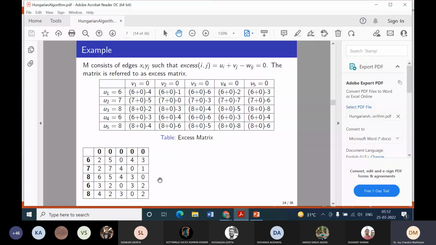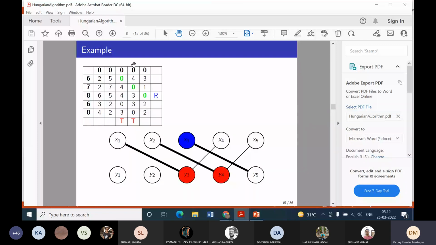Now in the excess matrix, this is the reduction that is done by Kuhn. Now what does this actually give? It gives some values as 0. Now what you do is, this matrix is copied here, and these are the zeros. And the rows are xi, so x1, x2, x3, x4, x5. So these are the rows, and the columns are y1, y2, y3, y5.